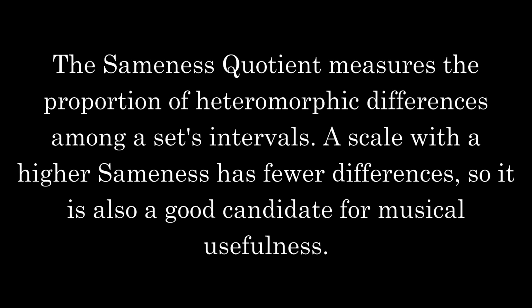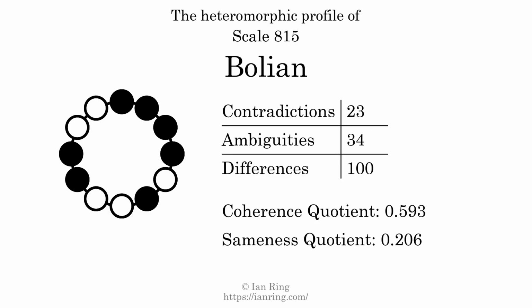The sameness quotient measures the proportion of heteromorphic differences among a set's intervals. A scale with a higher sameness has fewer differences, so it is also a good candidate for musical usefulness. The sameness quotient is 0.206.